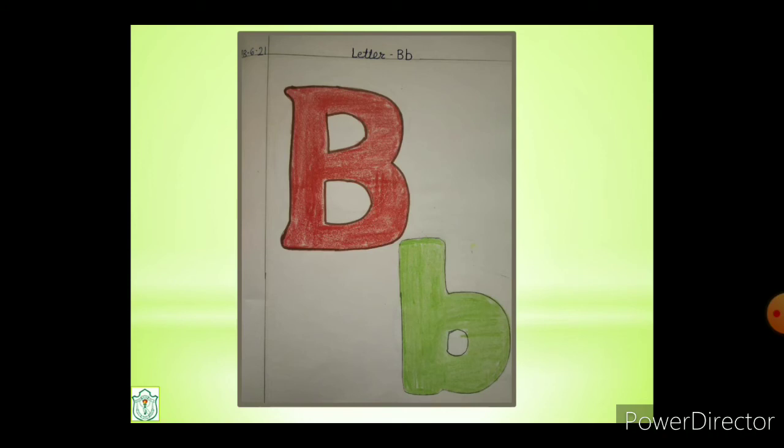This is your notebook page. In that, you have to make capital B and small B. And very nicely, you have to follow the strokes, up, down, and left and right strokes. And you have to color in the capital and small B.